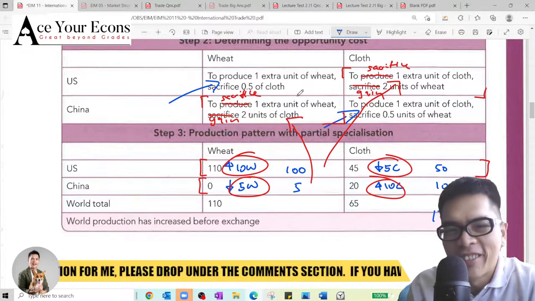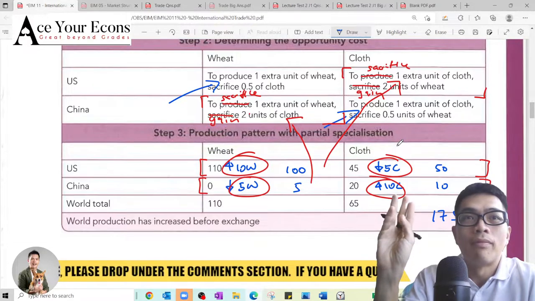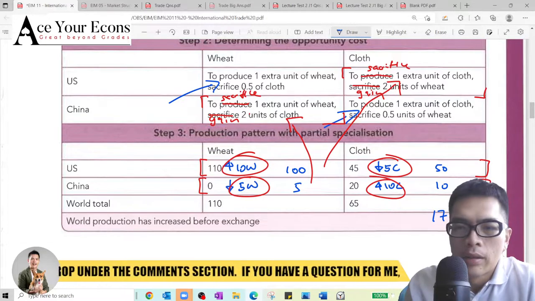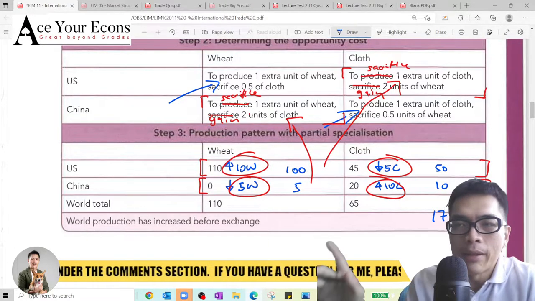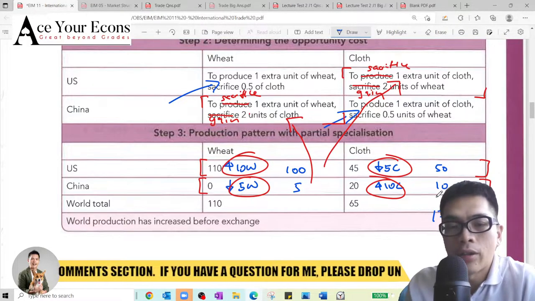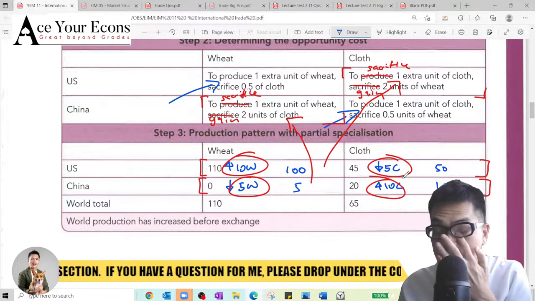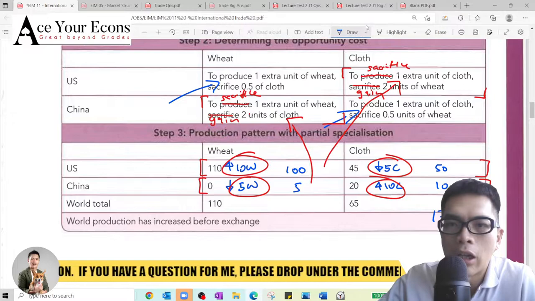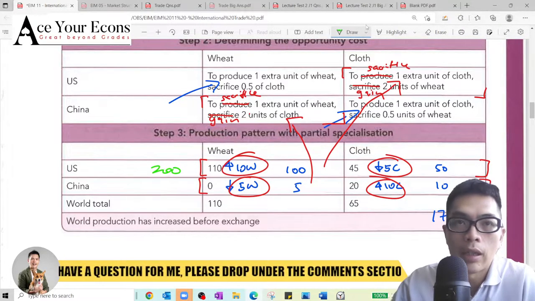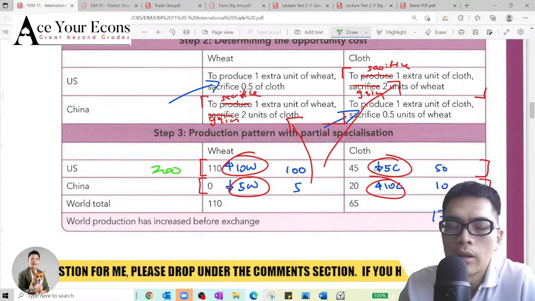No dogs at home. So far, for step 3, any issues? Step 3, are you all good? So check your answers for step 3. You need to state that the world total is higher. Some of the students here actually went for full specialization. Full specialization also works. What do I mean by full specialization? It simply means that when the United States gives up all their cloth production, they are going to produce up to 200 wheats. That also works. Then you will have a different set of figures. It will be 220.